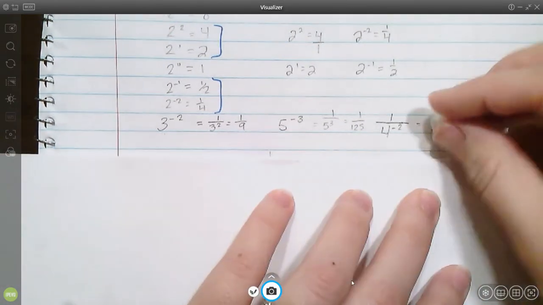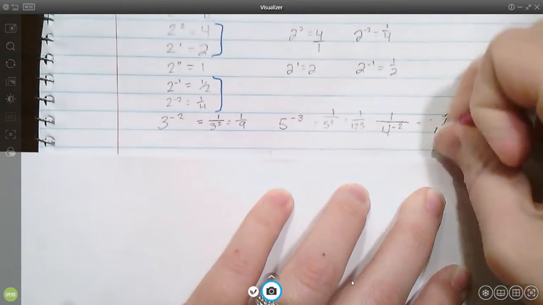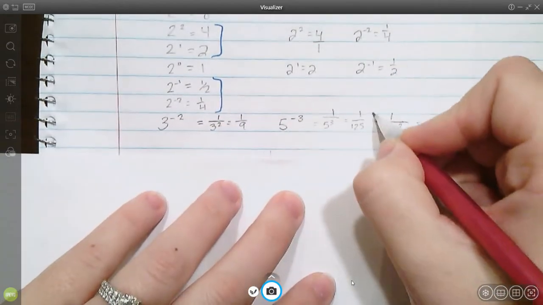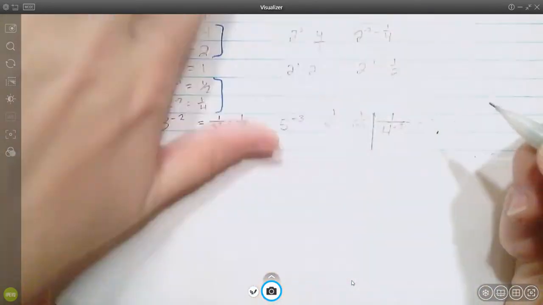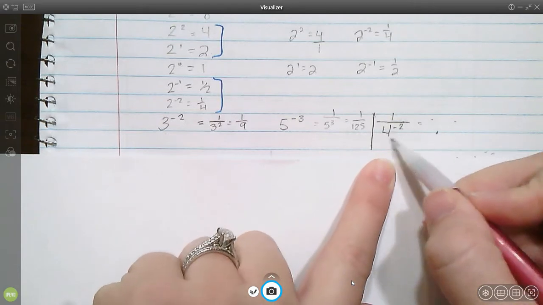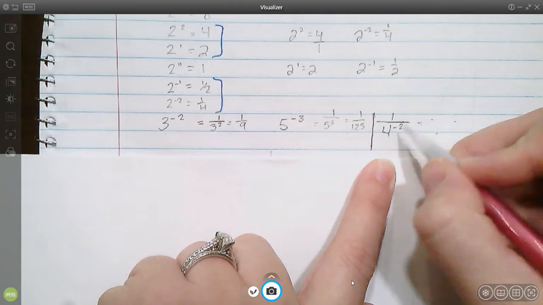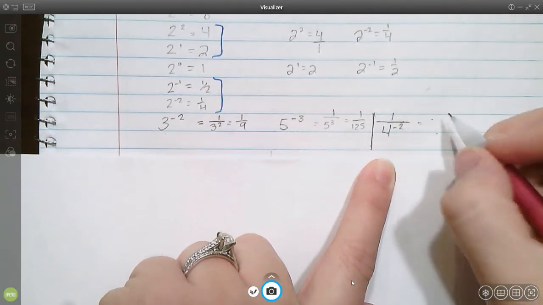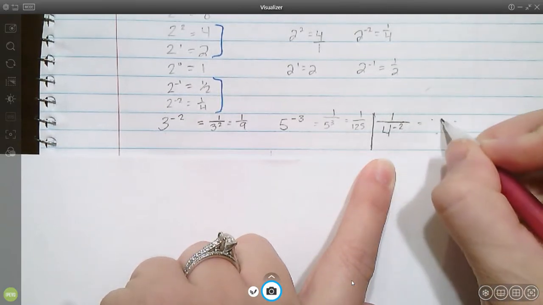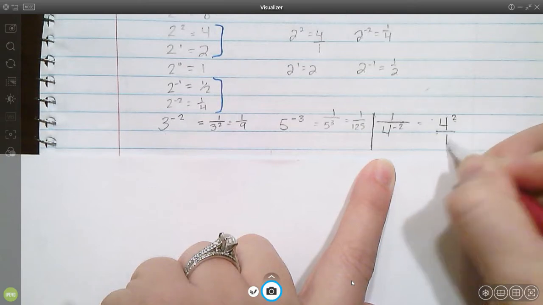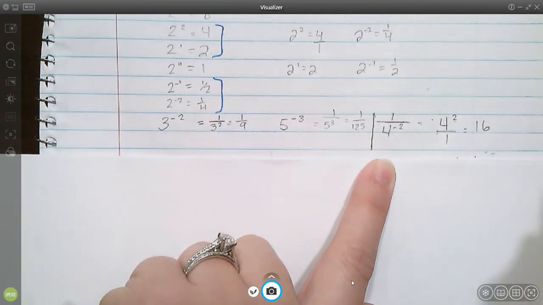Oh, just kidding. The example I made was harder than I was expecting it to be, but that's okay. So if you have a negative exponent in the bottom, you do the same thing, you do the reciprocal. So I take this fraction and I flip it, and then you make the exponent positive. So 4 squared over 1, which is just 16.